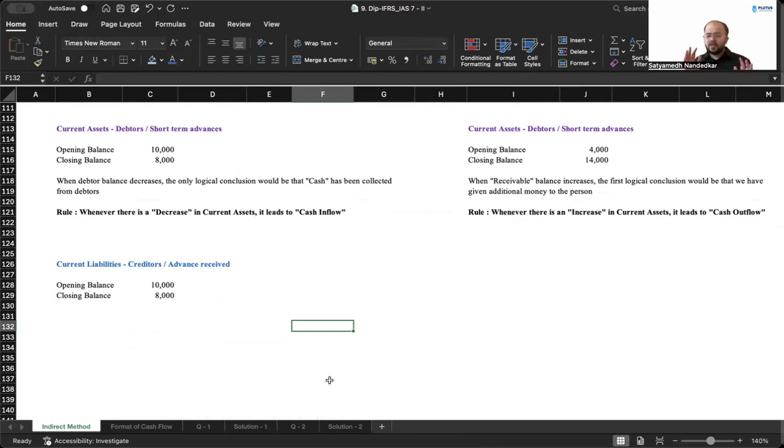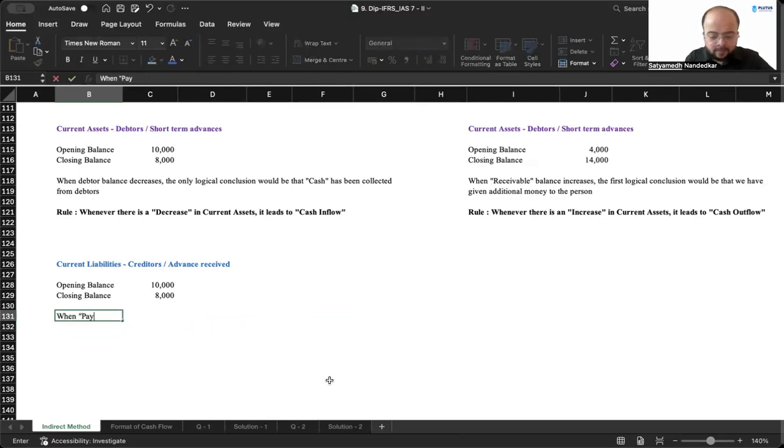What does my common sense tell me? Payable balance has gone down. Why would it go down? There is a very little chance that the other party will say, Arey Satyamed, I forgive you. Don't pay me anymore. That is rarely going to happen. If the balance has gone down, in my opinion, the only logical conclusion would be I have made a payment to the supplier or I have made a payment to the creditor.